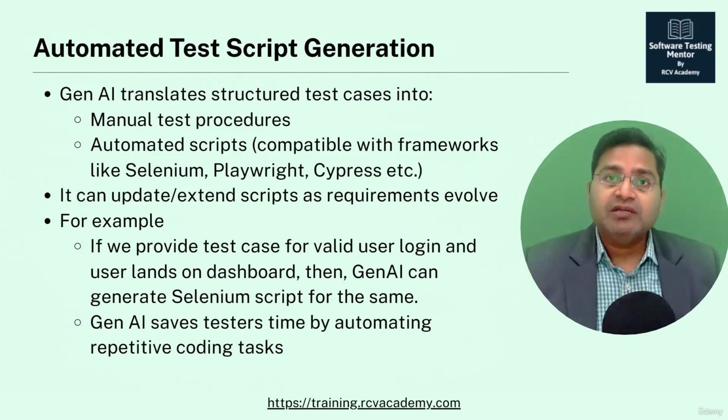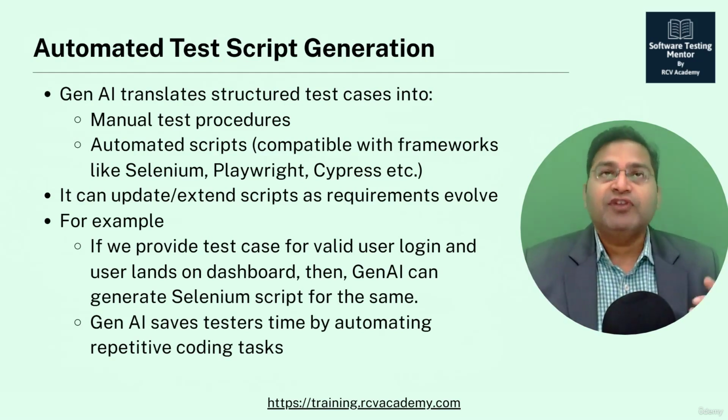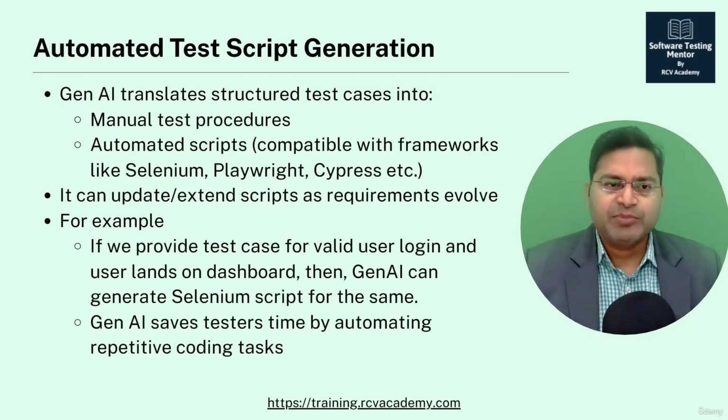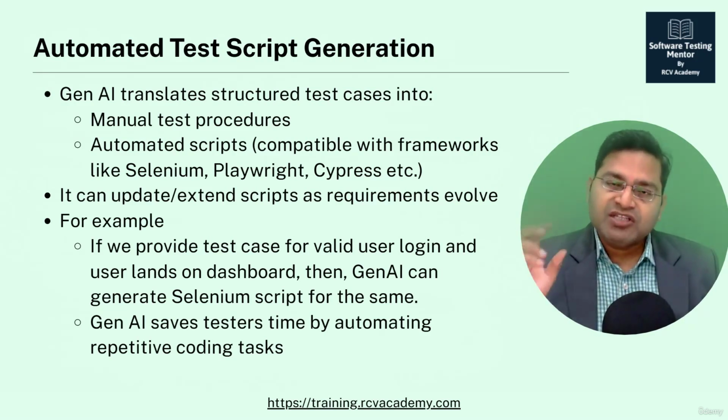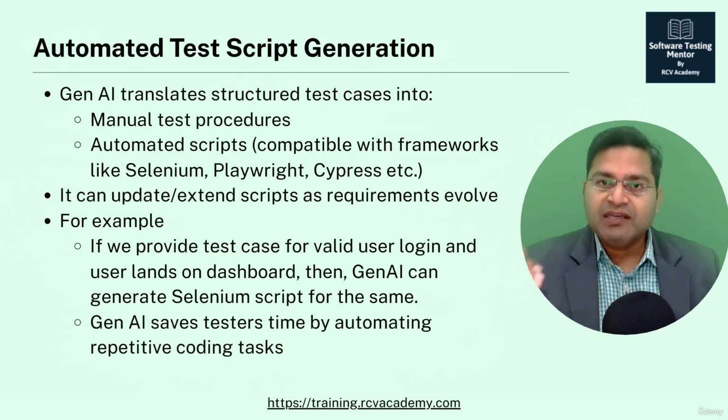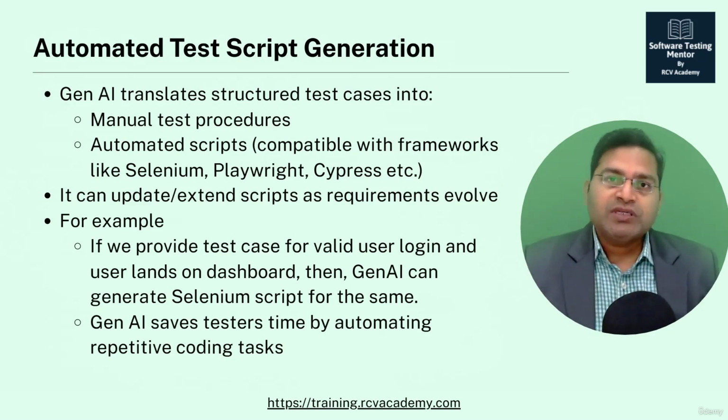Automated test script creation is very useful. Gen AI translates structured test cases into manual test procedures and automated test scripts, which are compatible with different frameworks like Selenium, Playwright, Cypress, etc. For example, if I just paste in a requirement and ask for a Selenium script or a Playwright script that I can customize and use in my automation framework, I'll get the code for that specific requirement.